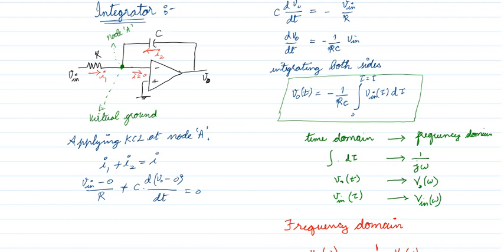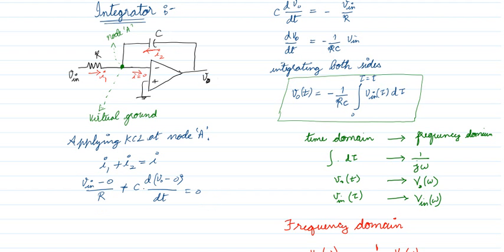Virtual ground has a potential of 0 volt, and applying Kirchhoff's current law at node A, I1 plus I2 is equal to I. What is I1? The current flowing through the R. The potential here is V in, the potential here is 0. The potential difference is V in minus 0 divided by R. And the current flowing through the capacitor is C into d(V naught minus 0)/dt, which is equal to 0.